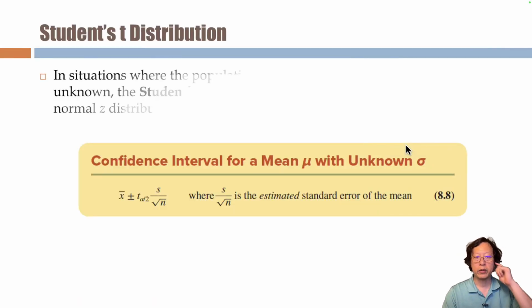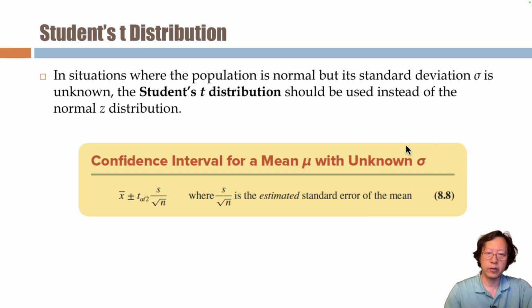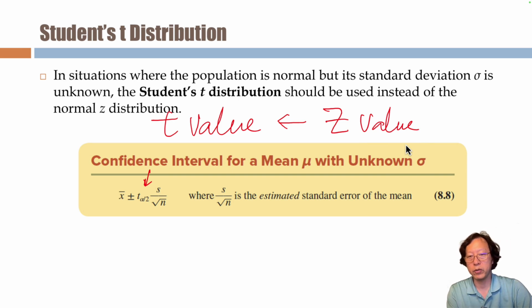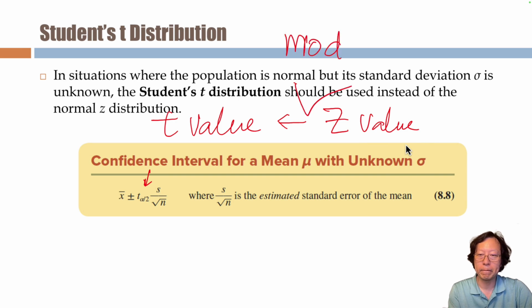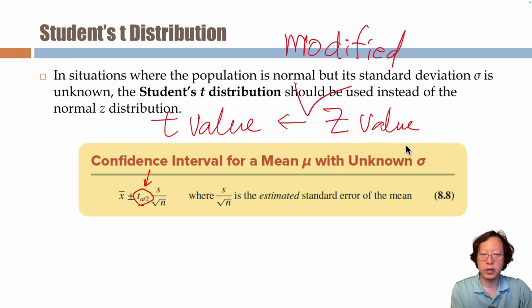Now we will talk about the little different student t distribution. So what is the t? This is the t value, similar to the z value. The role of the t value is the same as the z value, but you can think the t value is a kind of modified z value. So that's why we use a t instead of the z value.